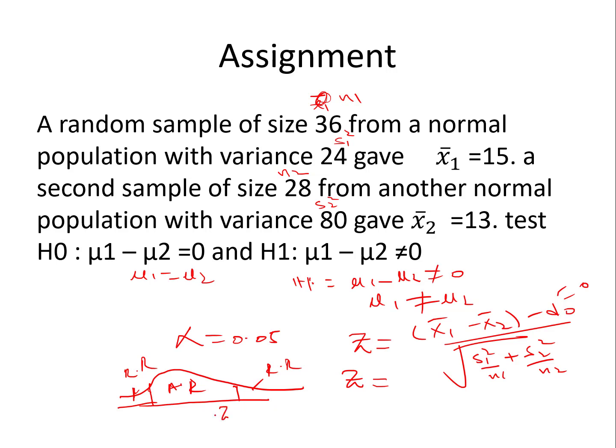So for z, alpha by 2 is 0.05 by 2, which will be equal to 0.025, and this will be minus z alpha by 2. So 1 minus 0.025 will be 0.975. So I think it will be 1.96, and this will be minus 1.96. So if this z value lies in, because this is 0, on this side it is positive, on this side it is negative. If it is lying in the accepted region, you will accept H0. If it is lying in the rejected region, you will reject H0. Thank you so much.